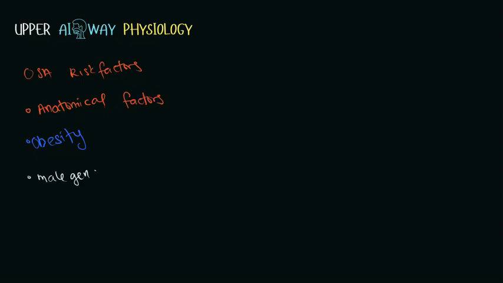What are the risk factors associated with OSA? Number 1 is anatomical factors. This includes craniofacial abnormalities such as Pierre-Robin and Down syndrome, and tonsillar and adenoidal hypertrophy. Number 2 is obesity. This can be contributed by the amount of fat deposited around the neck and also the reduction of FRC in obese individuals, exacerbating the period of hypoxia. And number 3, male gender. This is probably due to the deposition of fat around the neck area.